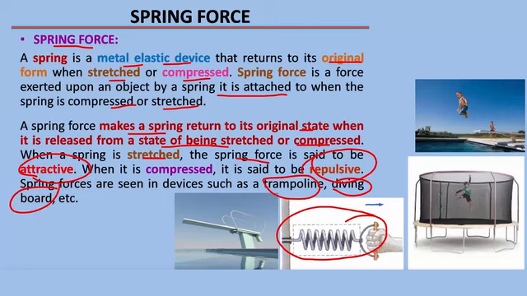As you can see in the image, when a person jumps on a trampoline board, the trampoline goes down and also returns back to its original state by the action of the spring force. And when a person jumps on a diving board, the board stretches down and goes back to its original state or shape by the action of the spring force.